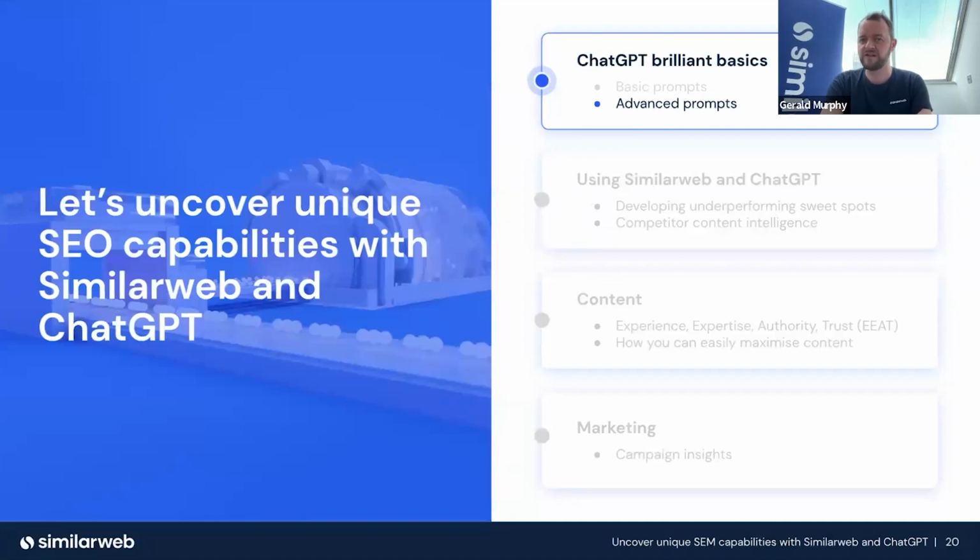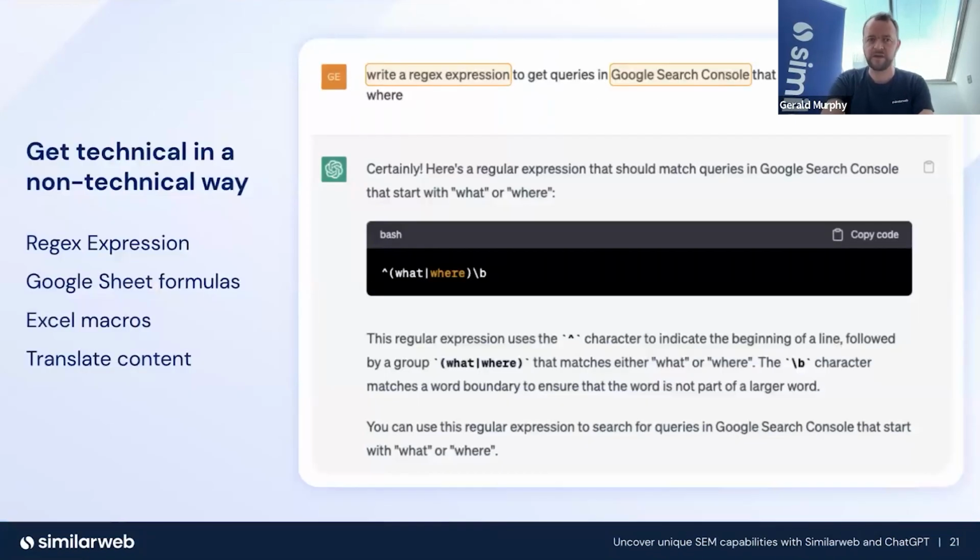Now we want to dive into some more advanced prompts. ChatGPT is fantastic at technical concepts, even if you're not from a technical background. So in the world of search marketing, you could be asking it things like, write a regex expression to get queries in Google Search Console that start with what and where. And this is literally going to create you regex expressions.